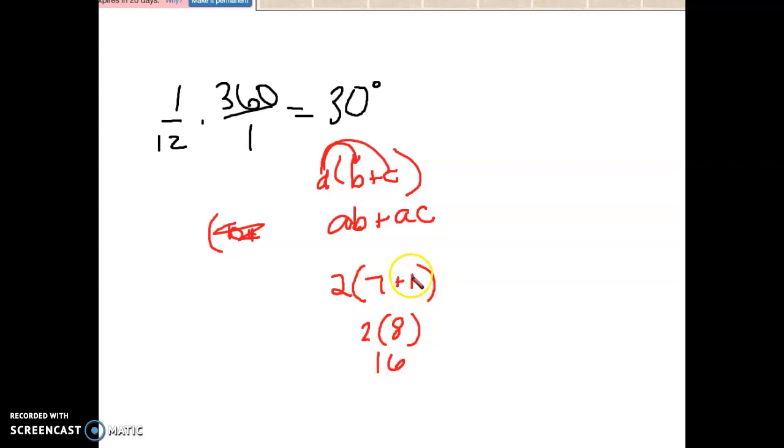But let's say I didn't know what this quantity was. Let's say this was A. Well, I can't add 7 and A, but I can use the distributive property to simplify. 2 times 7 plus 2 times A. Now we have simplified 14 plus 2A.